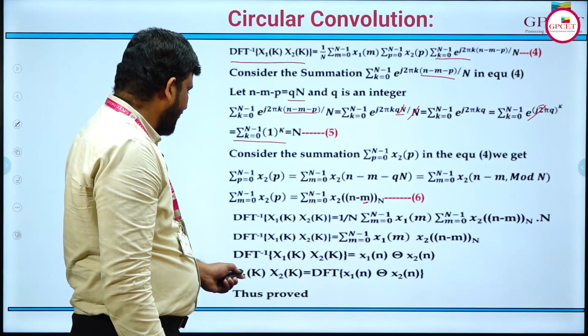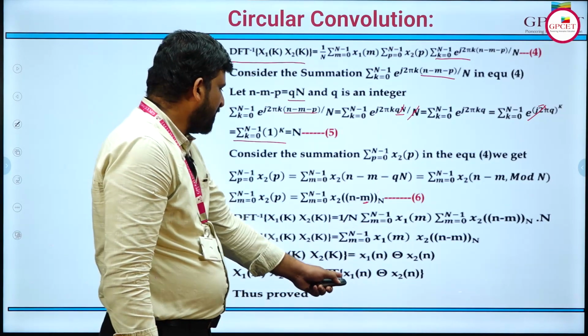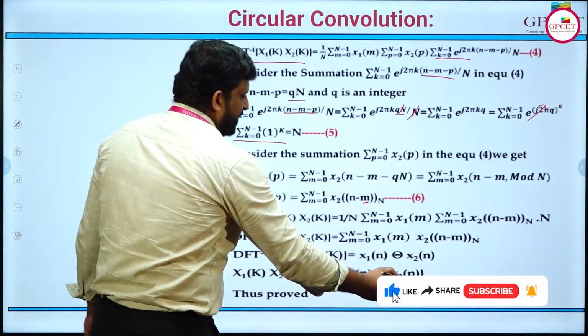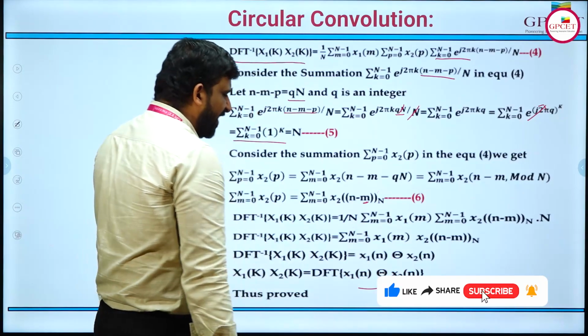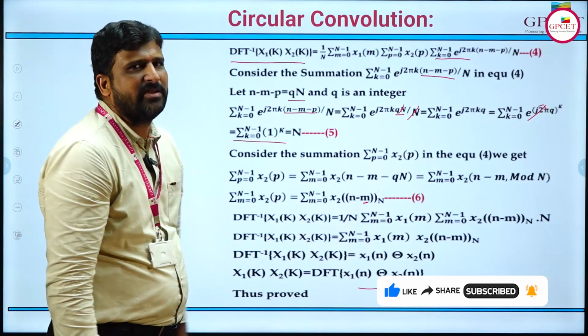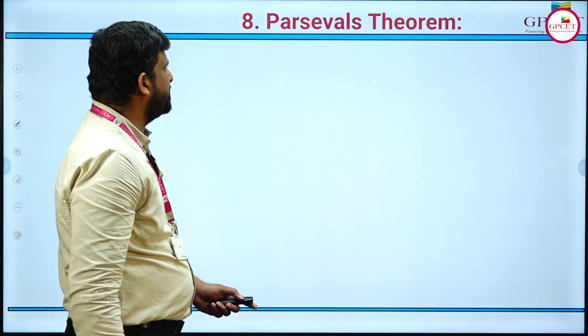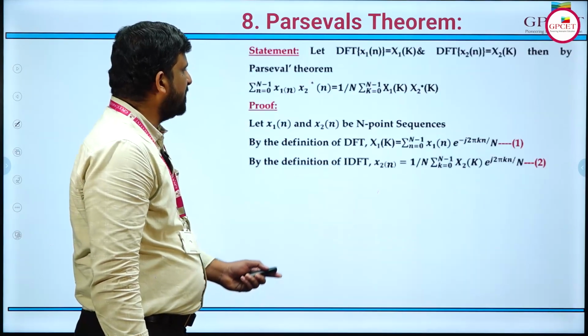So like this, finally what I am going to get is x1 of k into x2 of k is equal to the circular convolution of the two terms, which is x1 of n circular convolved with x2 of n. So this is the circular convolution property. Finally, the last one, which is Parseval's theorem, a simple one.